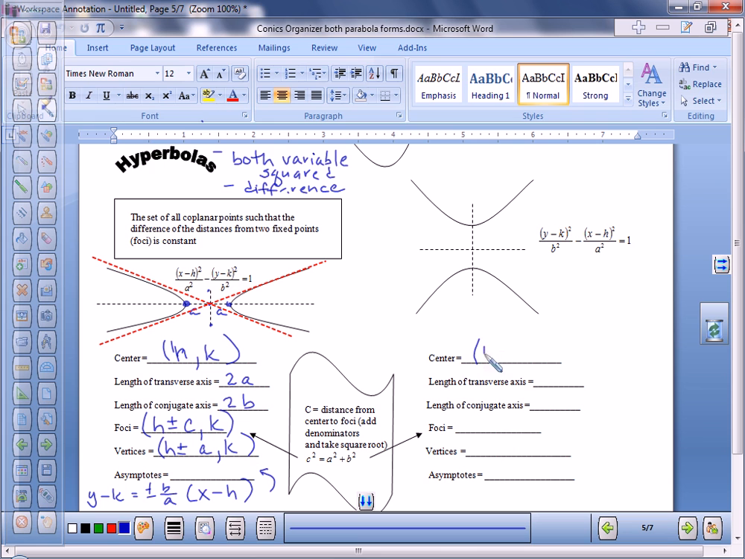If it opens vertically, it's just going to change a little bit here. Our transverse axis is going to be 2b, and our conjugate axis will be 2a. This time we're going to add and subtract to our y value to get our foci, and add and subtract to our y value to get our vertices. And then our asymptote is still the same. So it's basically the same principle for all of them.